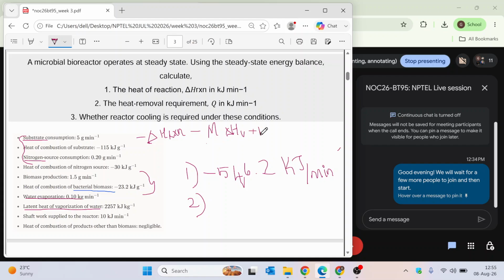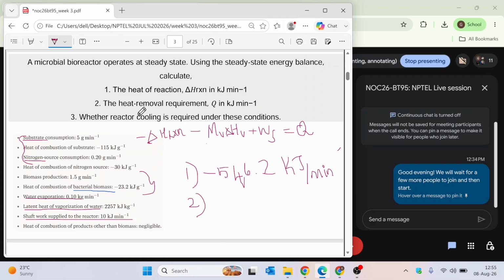The equation says that when you add the work that is done here, so what is the work done here? The work done is the shaft work supplied to the reactor, which is 10 kilojoules per minute. This will give you the Q. So at steady state the equation is minus del H reaction minus mv del hv minus Q plus ws is equal to 0, but now we have to find Q, so you just rearrange it this way: minus del H reaction minus mv del hv plus ws is equal to Q.